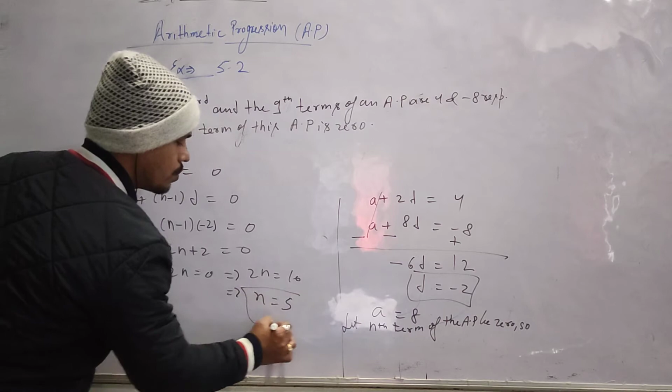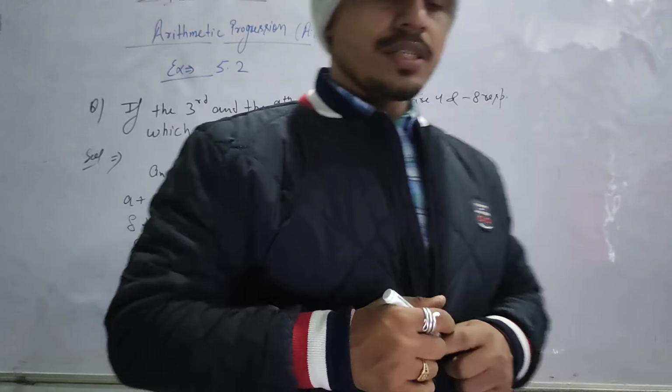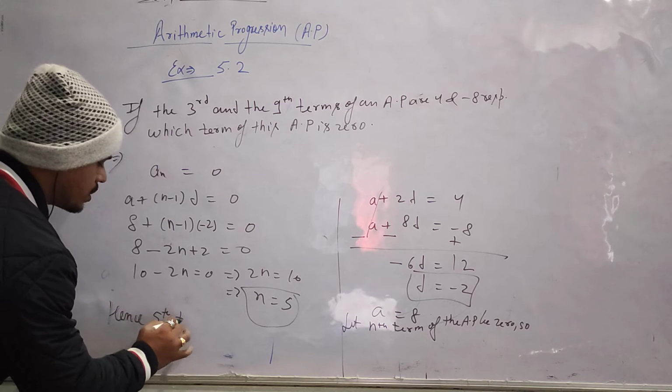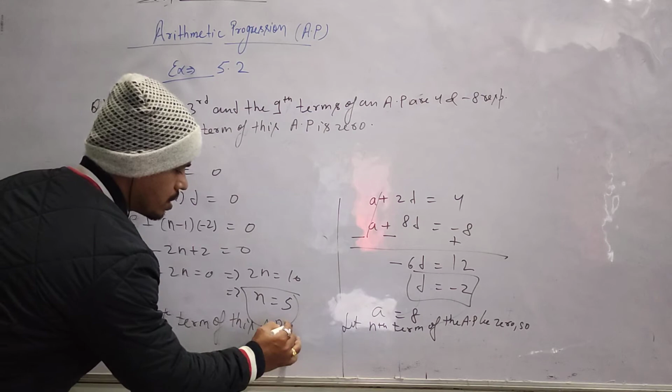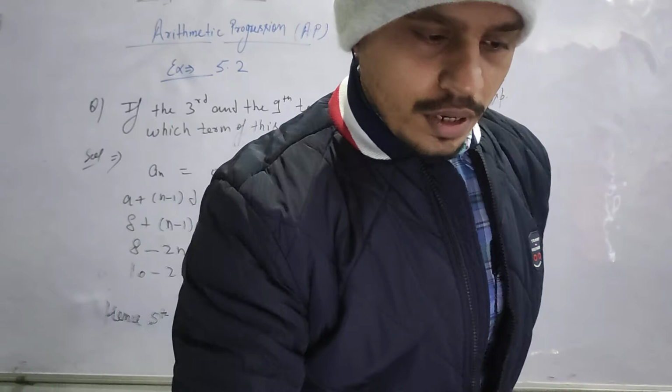So which term of the AP is 0? Hence, the fifth term of this AP is 0. The last thing you have to write is, hence, the fifth term of this AP is 0. Now move to the next question.